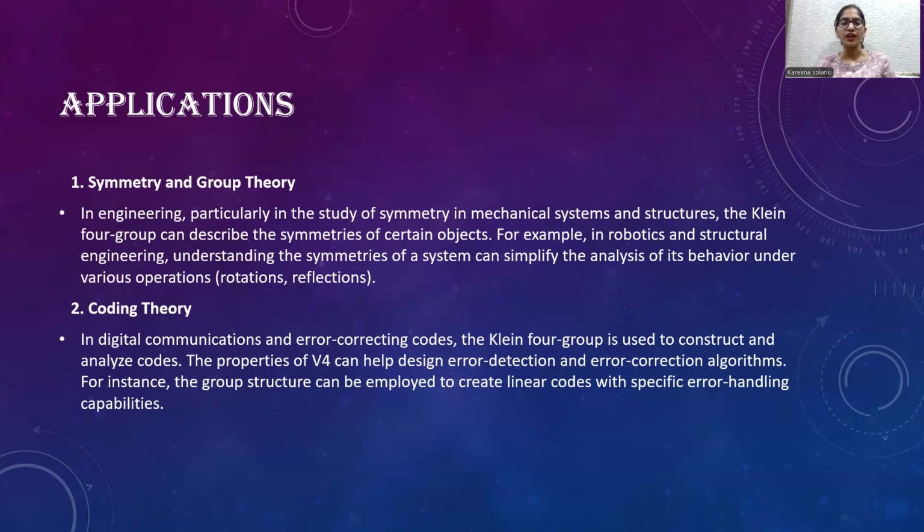Coding theory. In digital communications and error correcting codes, the Klein group is used to construct and analyze codes. The properties of V4 can help design error detection and error correction algorithms. For instance, the group structure can be employed to create linear codes with specific error handling capabilities.